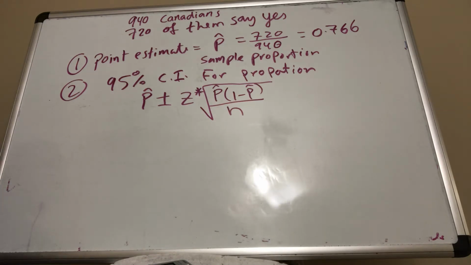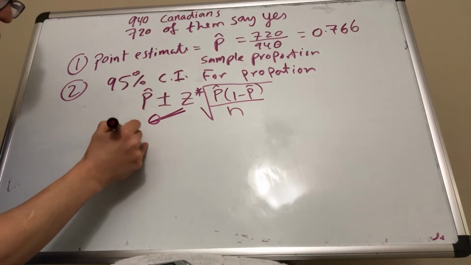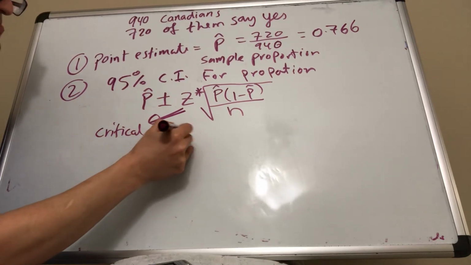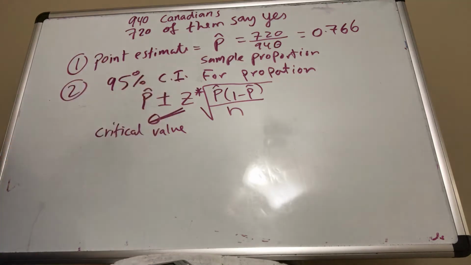Now, the first question, they divided this into steps. The first step is, what's the critical value? Z star is your critical value. So also for the T one, T star, anything star that's part of the confidence interval, it'd be the critical value. How do you get this?